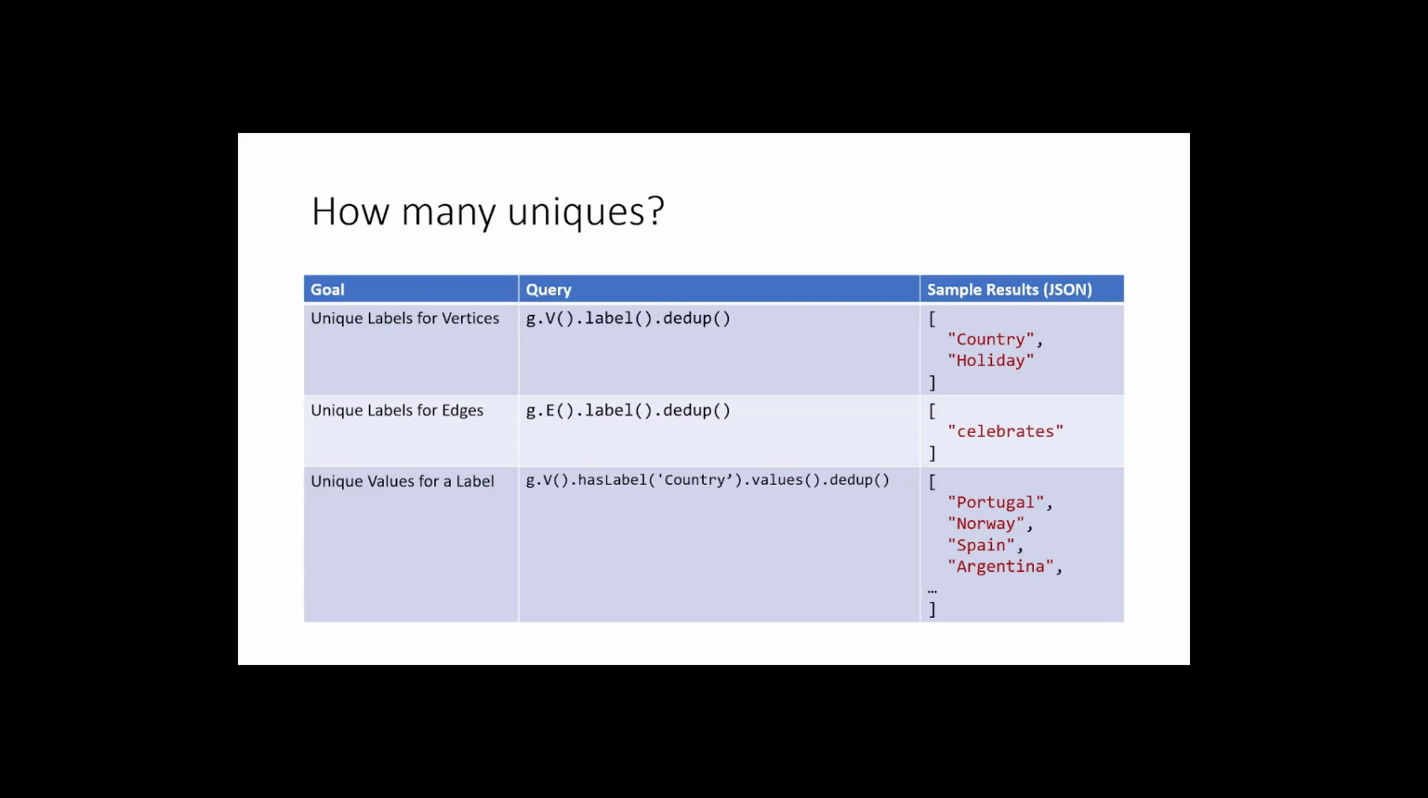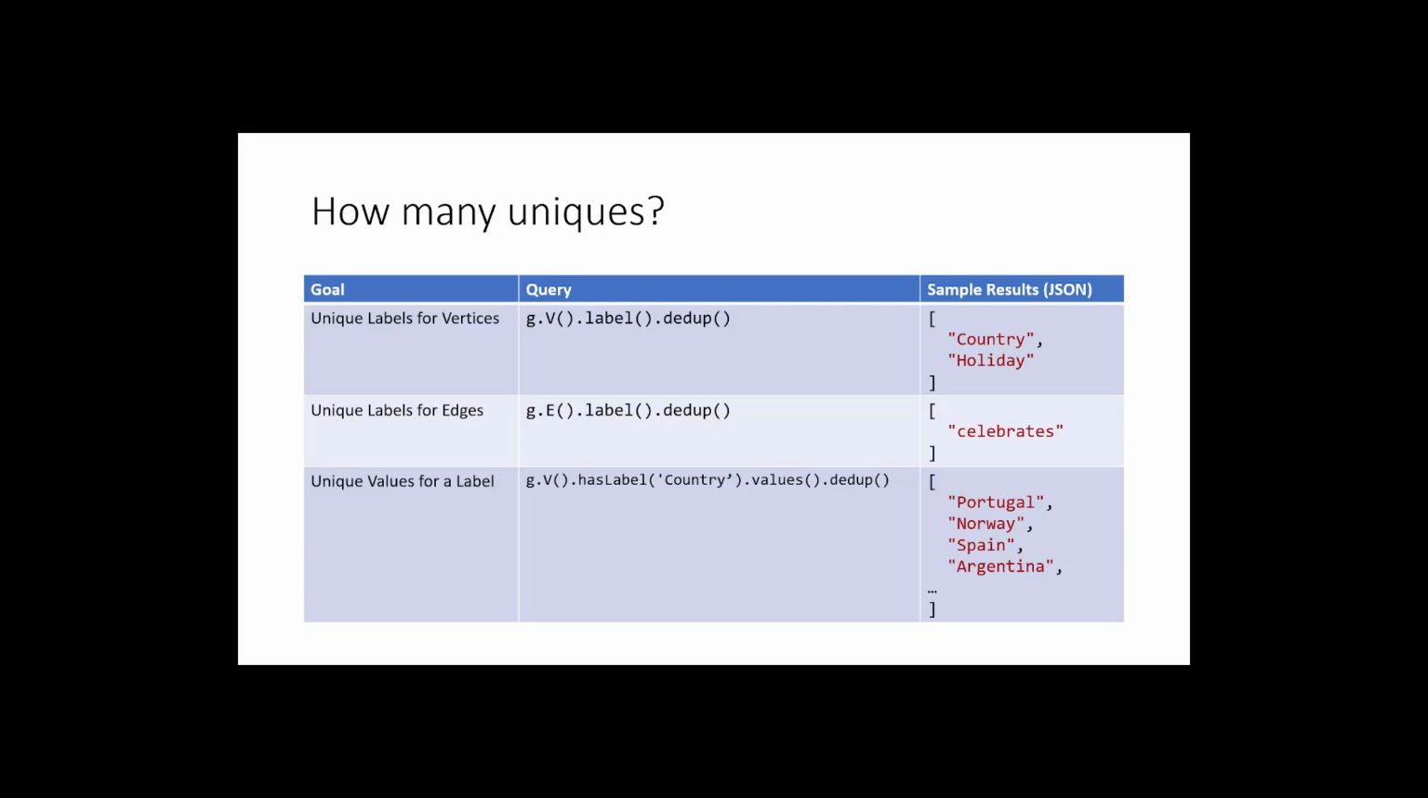Unique labels for edges are g.E, .label, .dedupe, celebrates. Now suppose we wanted to define the unique countries. We could say g.V, .has label country, .values, .dedupe, and it'll get us the values for the country nodes, and their unique values. So Portugal, Norway, Spain, Argentina, and so on.